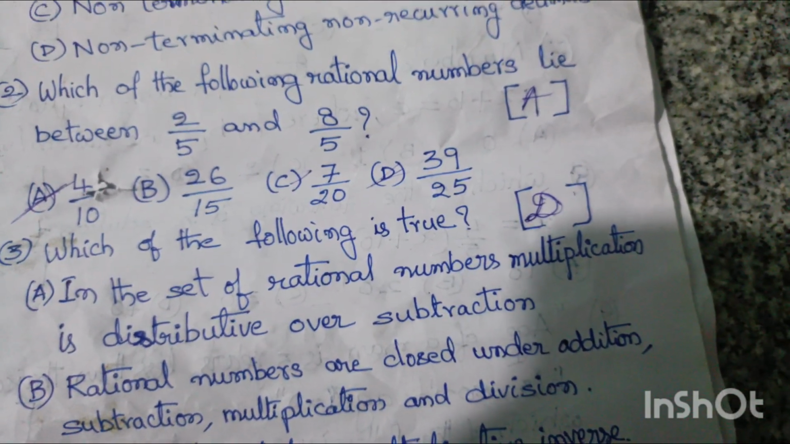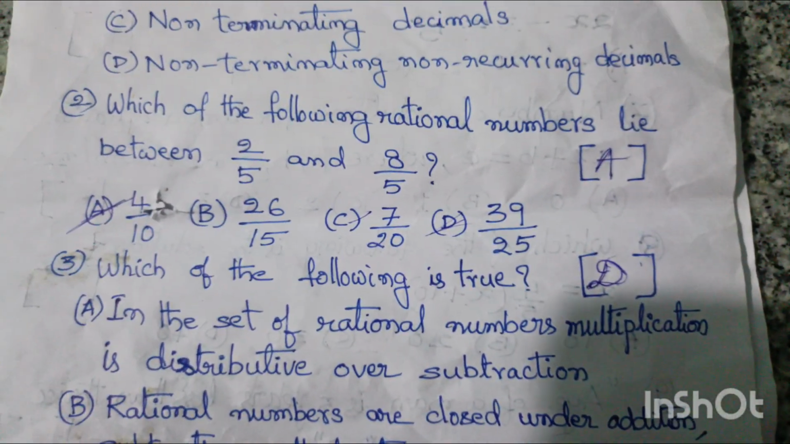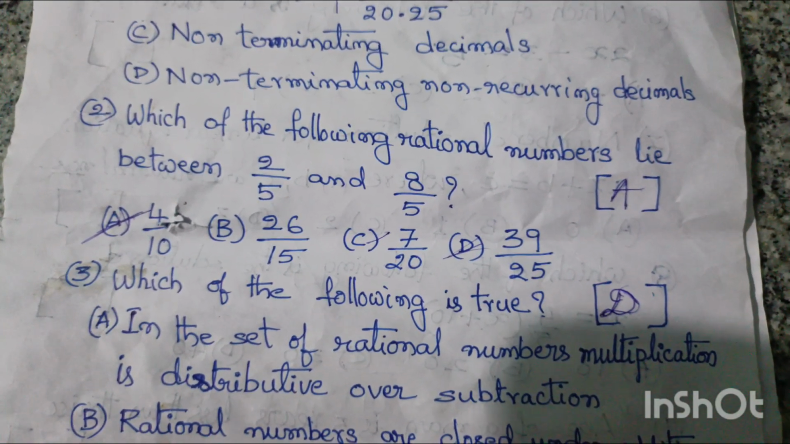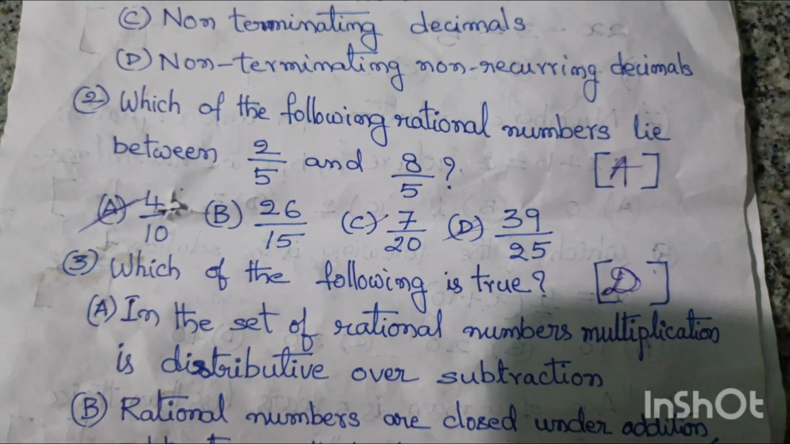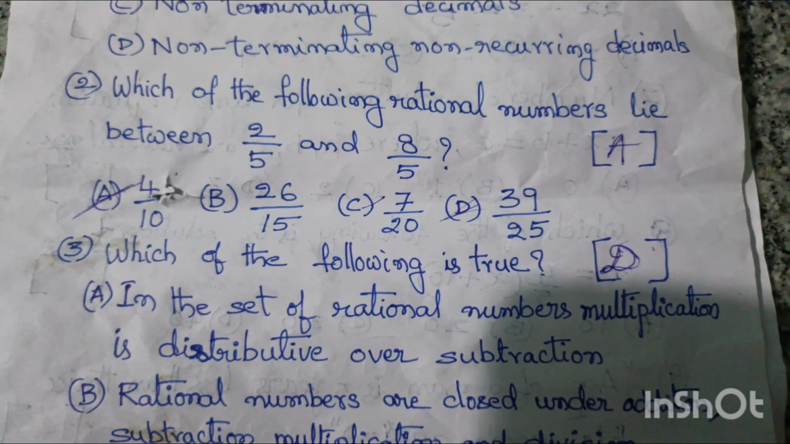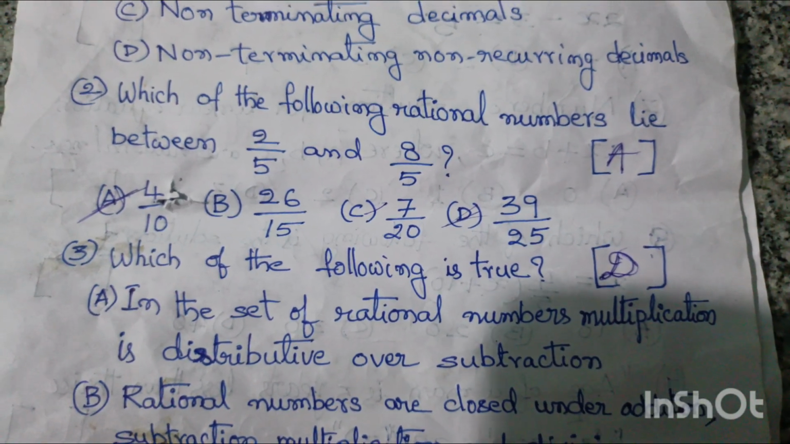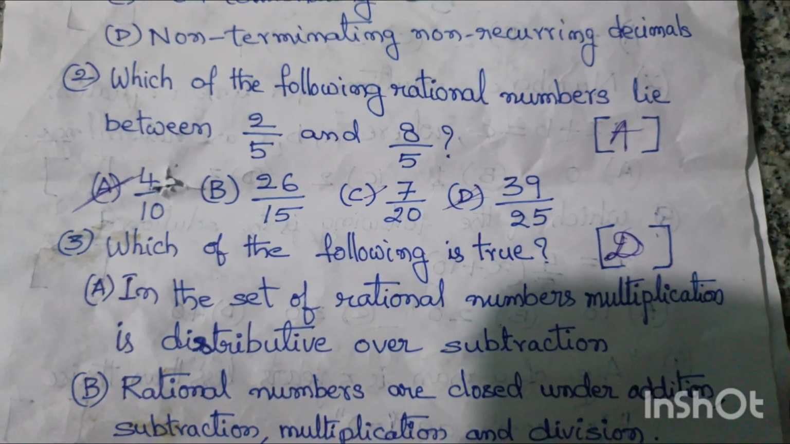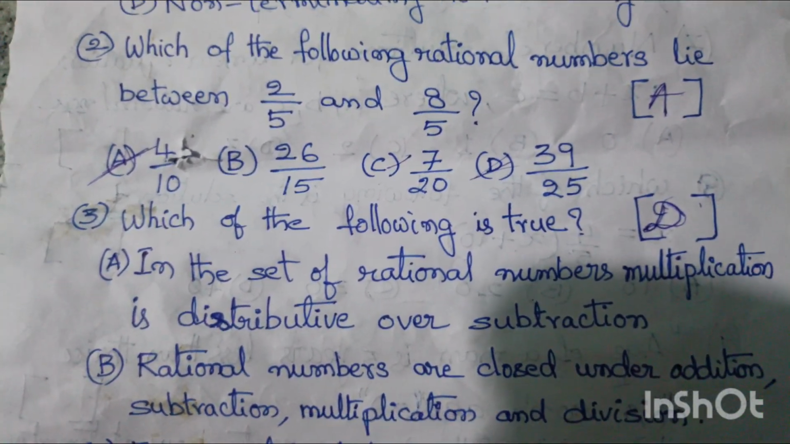Hence the option is the last one, that is 39 by 25. If you multiply both numerator and denominator of both fractions with 5, then it becomes 10 by 25 and 40 by 25. Hence 39 by 25 lies between 2 by 5 and 8 by 5. So option D is the right answer.